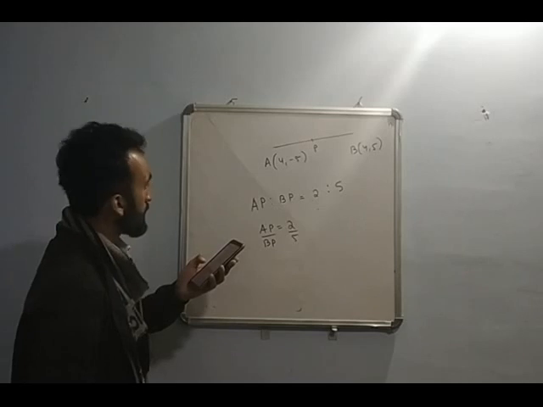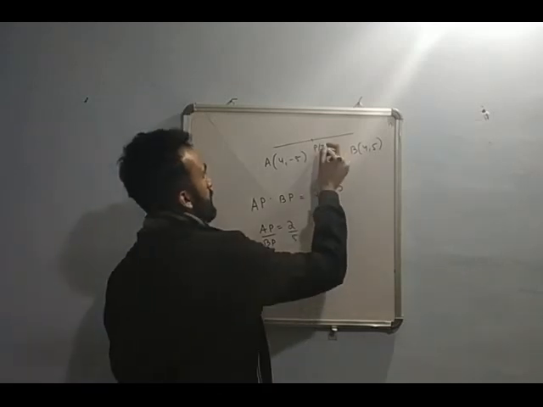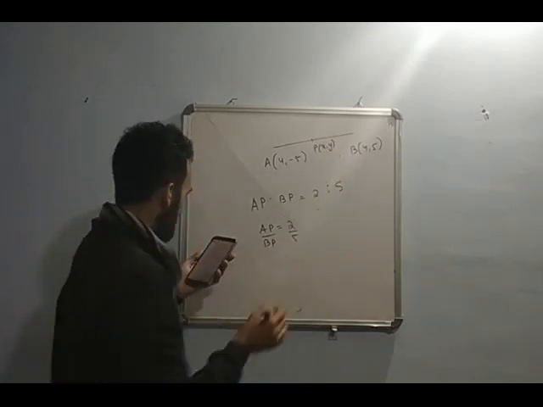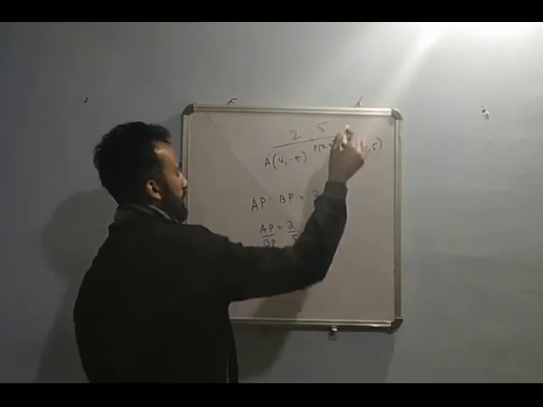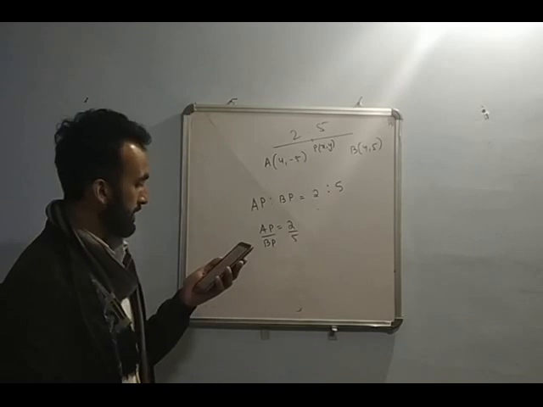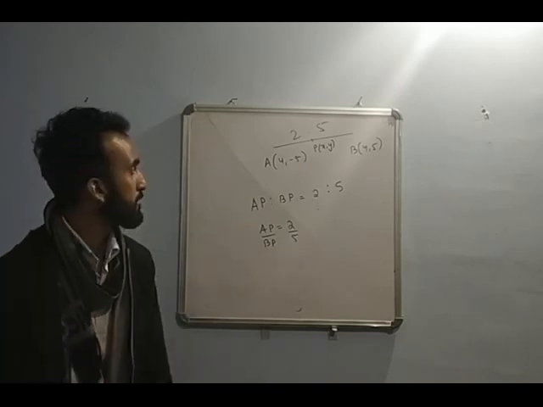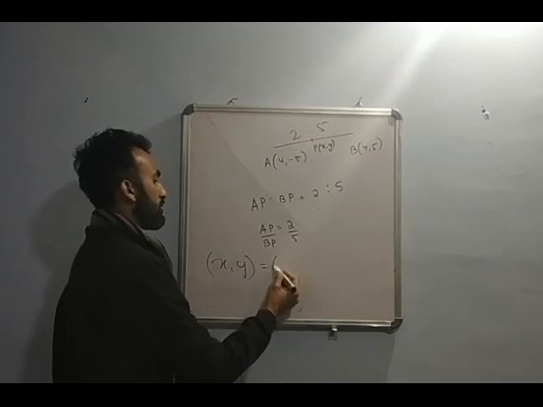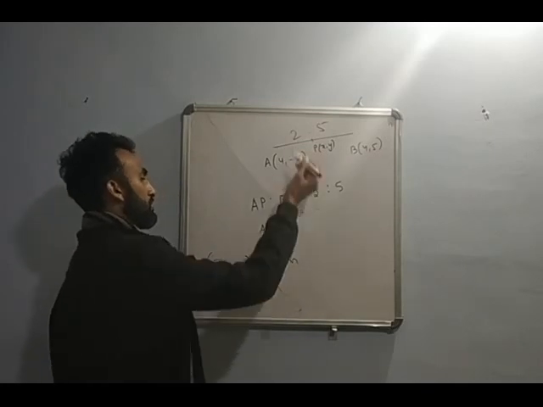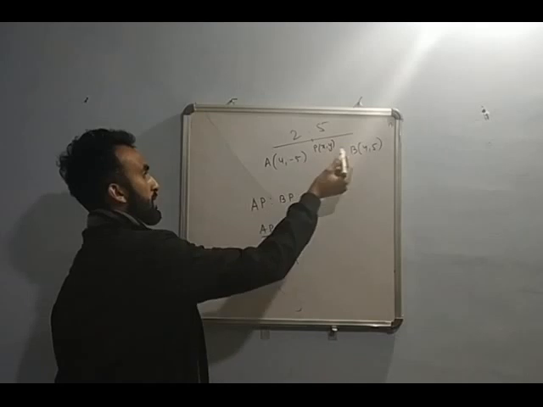Coordinates of P is x comma y. We don't know, so let me write x comma y only. The ratio is here 2 and here 5. Very simple. For x, you use the section formula, where m is 2, and this is x1, y1, x2, y2.